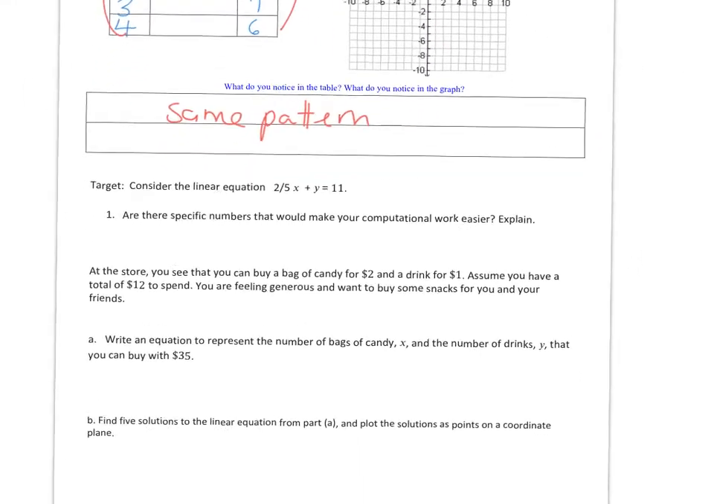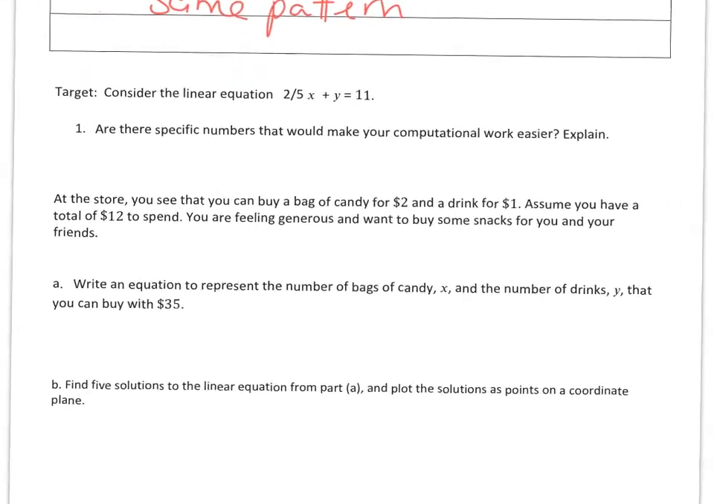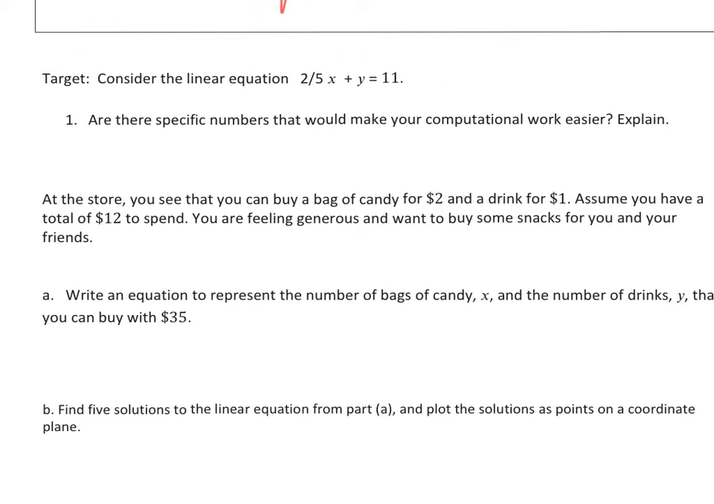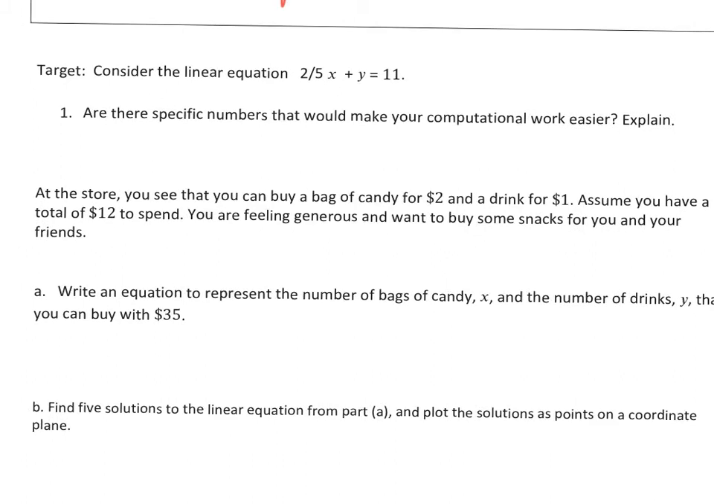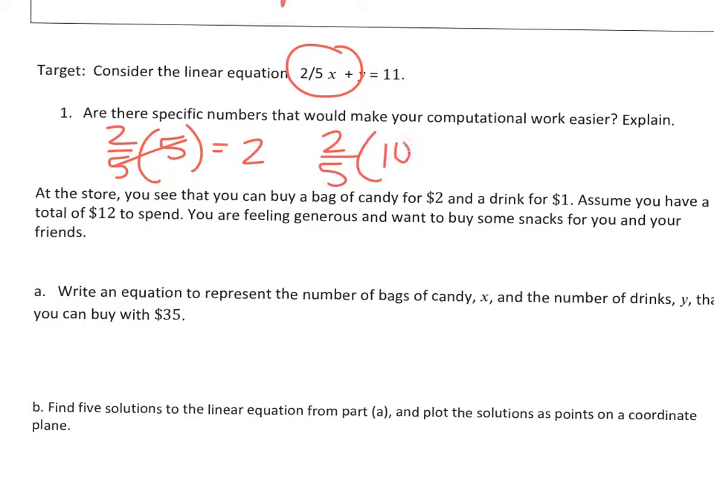Okay. The next one's a little tricky. We're not actually going to graph the next one because if you notice, it's a really ugly fraction. But what I want you to notice is what could we use for x so that we don't come up with fractions. So you want to consider that you could use 5 because your 5s will cancel and you'll get a 2. You could use 10 because 10 times 2 is 20, divided by 5 is 4.